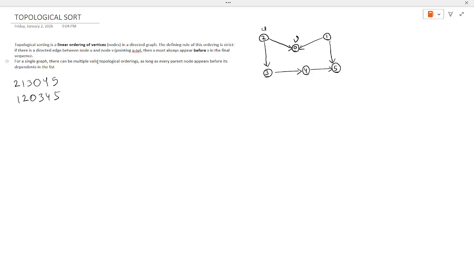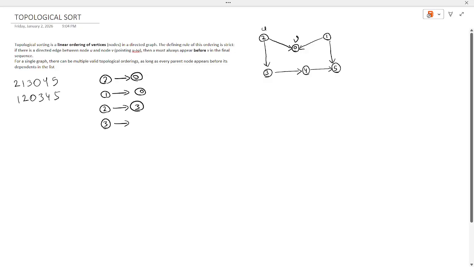Now let us understand what a topological sort is by taking an example. Let us first draw all the directed edges in the graph. 2 is the parent node of 0. 1 is also the parent node of 0. 2 is the parent node of 3. 3 is the parent node of 4. 4 is the parent node of 5. Okay, so I have taken these two orders. Now let us find out if they are valid topological orders or not.